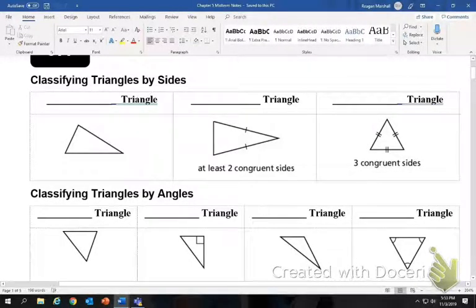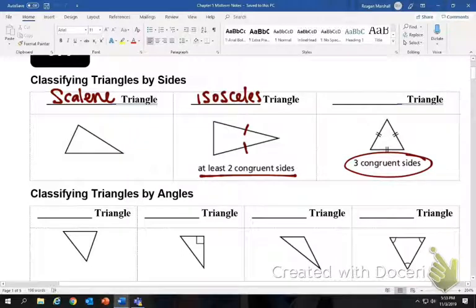Classifying by sides, you're looking at how many sides are congruent. In our first triangle, none of them are congruent. We call that scalene. Our second triangle has at least two congruent sides, signified by these little tick marks. That's called isosceles. And then the last, you have three congruent sides, which is called equilateral. These are terms on your midterm, so make sure you know which one goes to where.